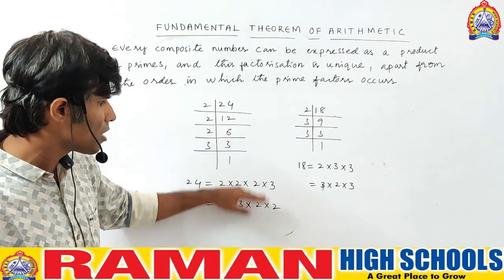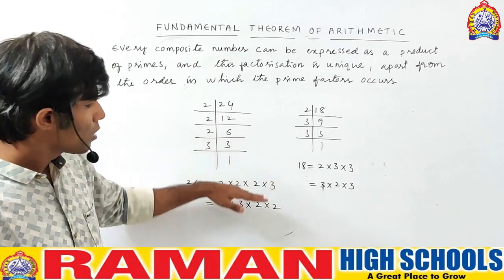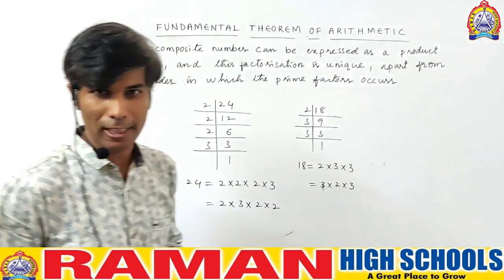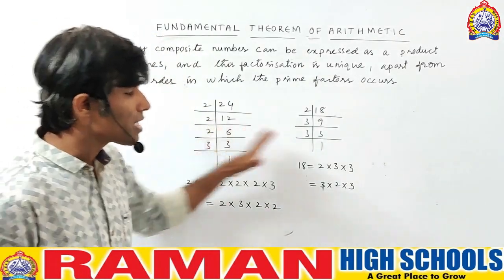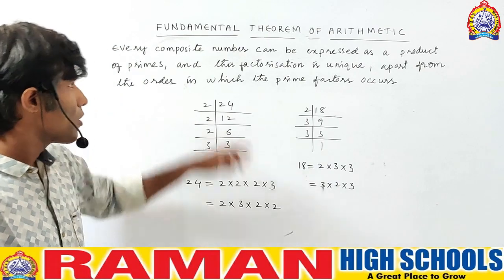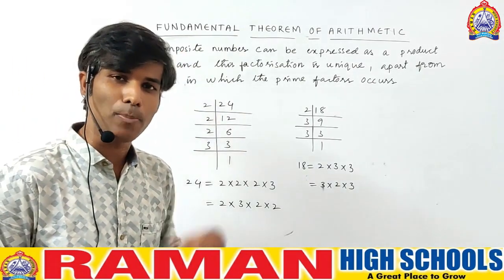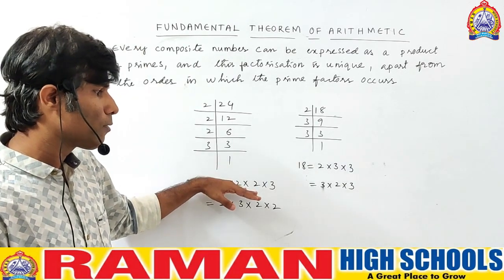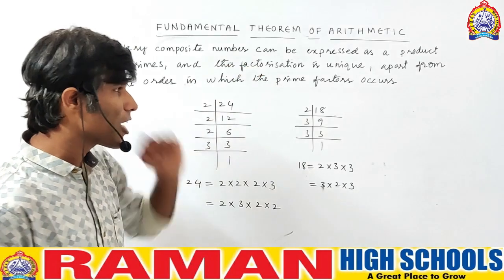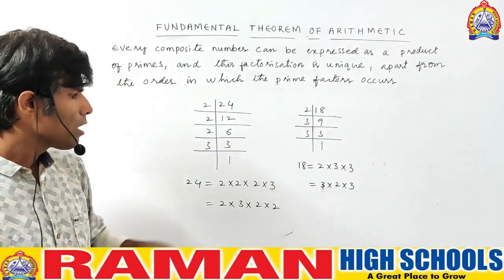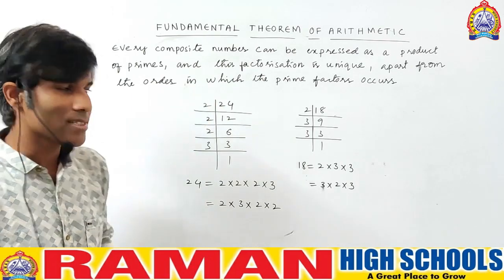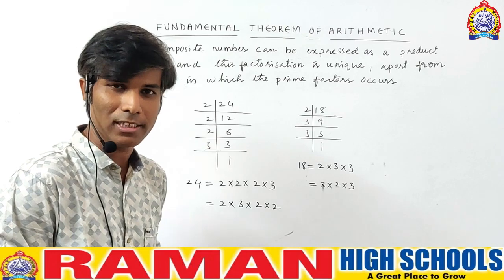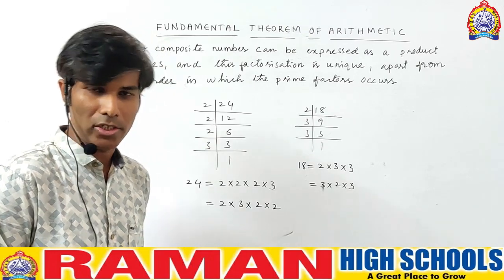Therefore these two are not different products. So these two are the same. That's what we are saying. This prime factorization is unique. So by using these examples we can understand that every composite number can be expressed as a product of primes, and that product of primes or that factorization is always unique, whatever the order in which the prime factors occur. So here the order of prime factors is not important because the product will not change.